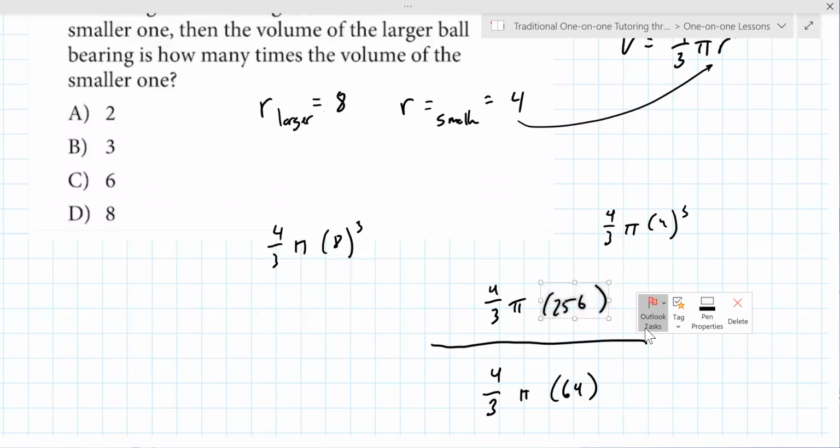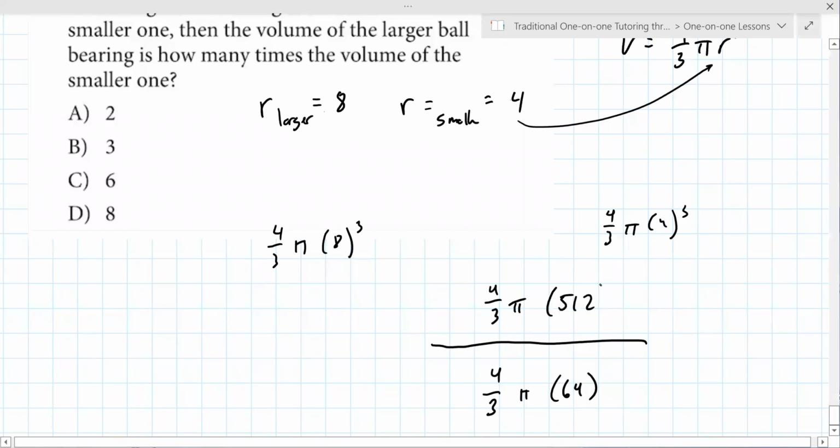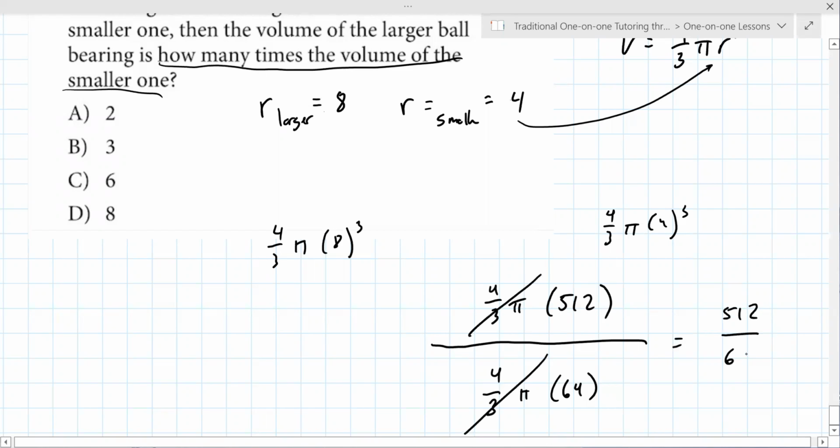Exactly half. Okay, now it wants how many times the volume of the smaller one is the larger one. So do you see how these 4/3 pi cancel? So now you just need, what is 512 over 64? So notice the size of the numbers really matters.